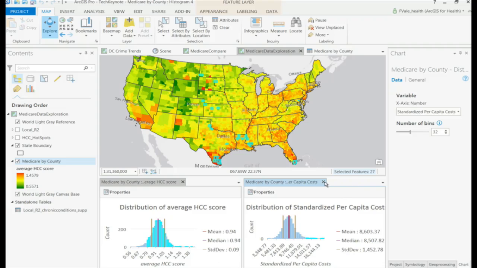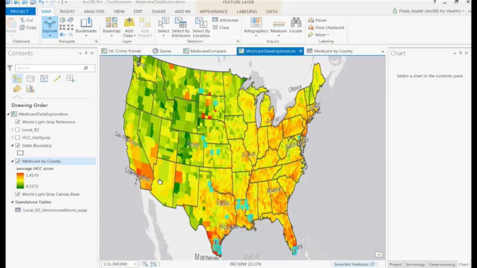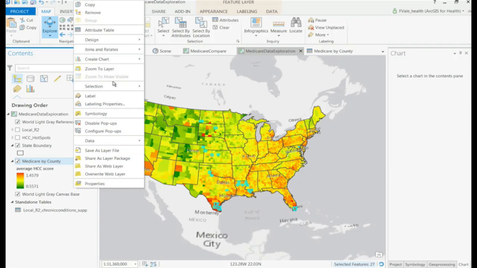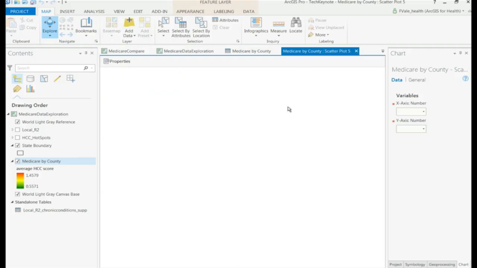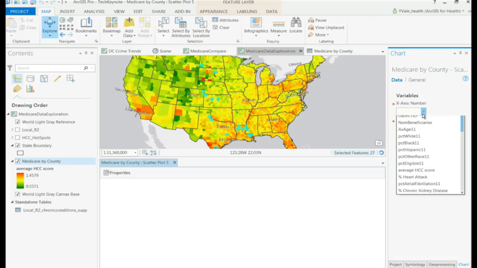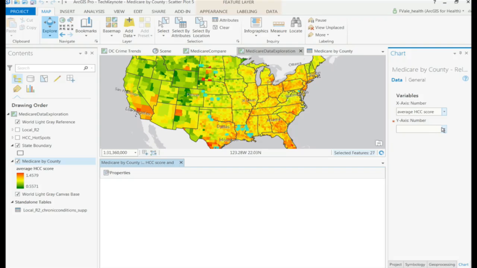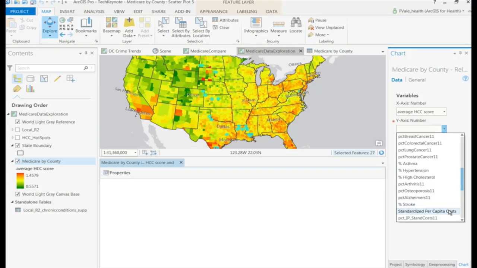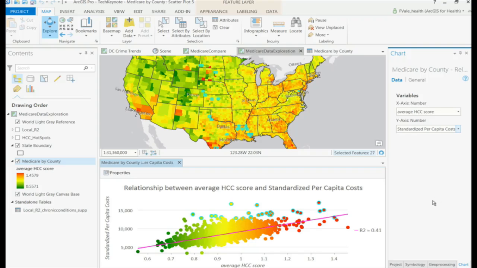So to explore to see if there's any relationship between the two, I'm going to create a scatter plot. And compare that to my map here. So HCC score versus per capita costs. So we see that we do have a positive relationship. It's not an extremely strong relationship. And it's also really important to note here that when variables are correlated, it does not imply causality per se.